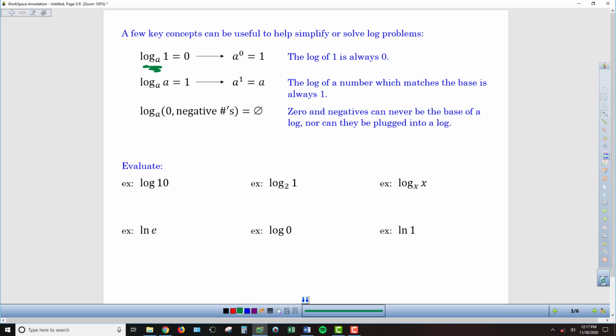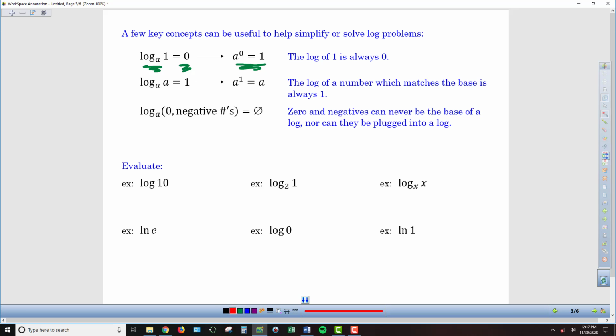And the reason for that is, if I rewrite it in exponential form, my base of the logarithm becomes the base of my exponential, so a is the base, and then the 0 is the exponent, because a logarithm is an exponent. So a to the 0, well, it doesn't matter what a is. If I raise anything to the 0 power, I get 1. So therefore, it doesn't matter what the base is, log any base of 1 is always going to equal 0. So that's one property that can be useful.